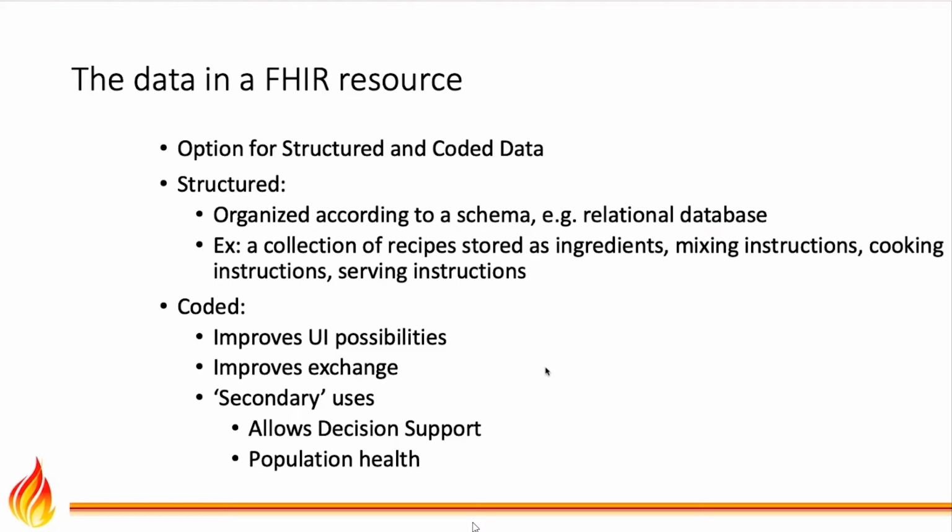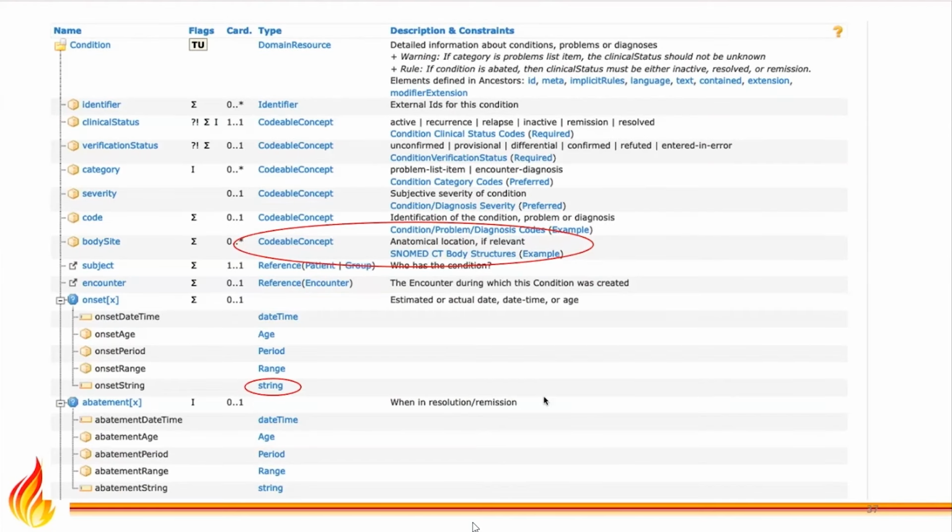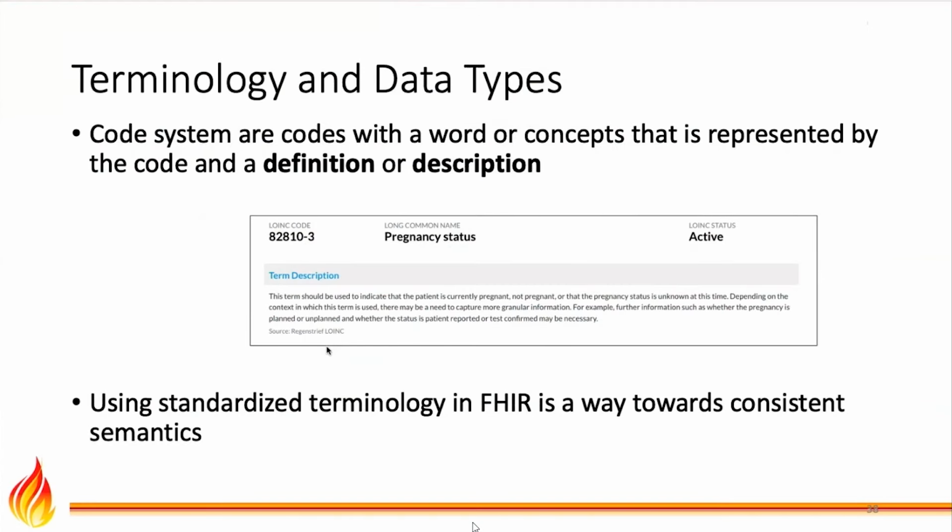It also really increases our secondary uses of the data because of the decision support and the analytics that can be done with the coded data. So this is just a screen print, an example showing that in one resource, a condition, I've got coded stuff happening, and I've got structured because I just have strings in here. So even in any given resource, you can get into the specifics of that.